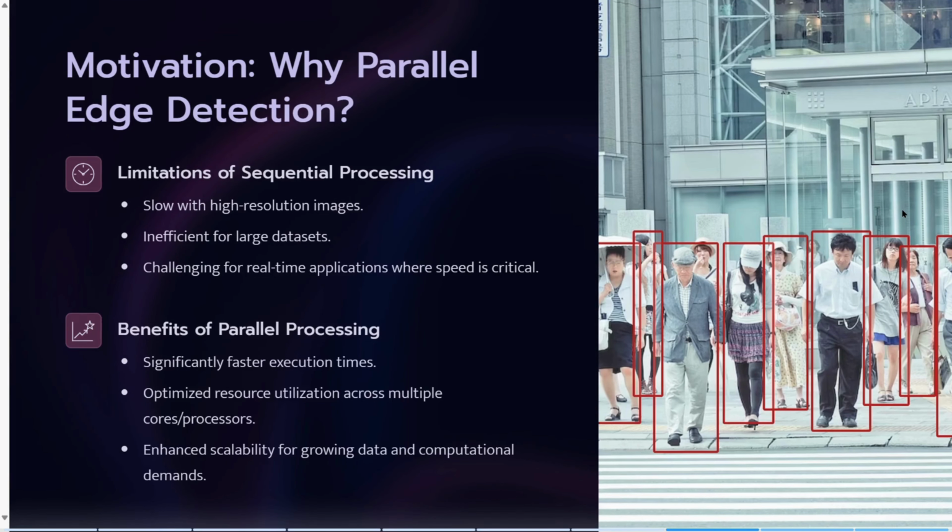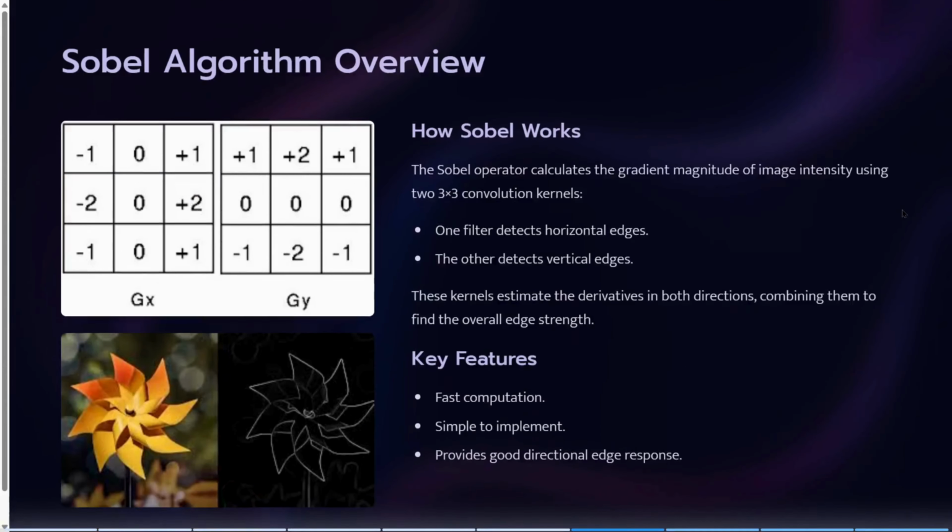The problem is when the image is high resolution or when there are many images, processing them one pixel at a time in the normal sequential way becomes very slow. If you need fast or real-time results, sequential Sobel or Canny simply can't keep up. Parallel processing solves this by dividing the work across multiple cores at the same time, which makes the execution much faster.